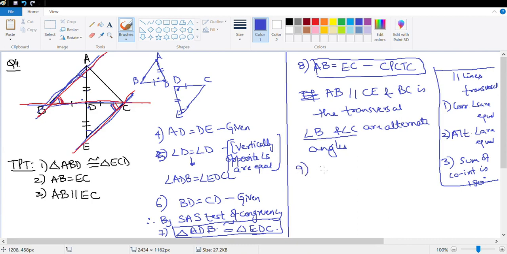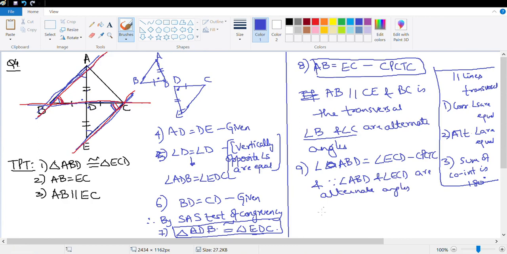So number 9, angle ABD is equal to angle ECD. Why? Again, CPCTC, and since angle ABD and angle ECD are alternate angles, therefore AB is parallel to CE. That's the third part that they wanted me to prove. Done. Let's look at the next question.